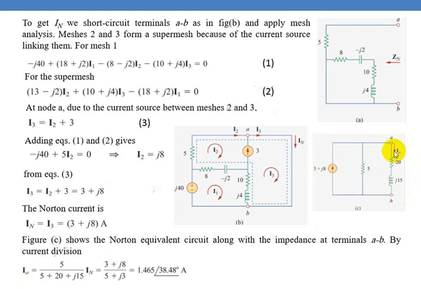To find the current in this branch, use the current division rule. So the total current is 3 plus J8 ampere. Multiply this by the opposite branch impedance, which is 5, divided by the sum of the impedances of the two branches, that is 5 plus 20 plus J5. So this comes to be around 1.465 at an angle of 38.48 degrees ampere.